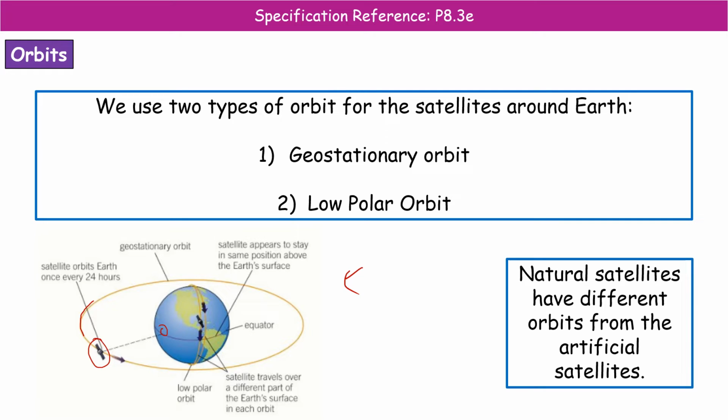The reason for that is that the satellite orbits Earth once every 24 hours, Earth spins on its axis once every 24 hours. So think about the word, we split it into two, geo, meaning Earth, stationary, not moving. So basically it stays above the same point on planet Earth. If we then look at the low polar orbit, which is a bit harder to see, it's the one that's coming round here, then this one is much closer to the Earth as we can see, and it's going above the two poles, okay, hence low polar.